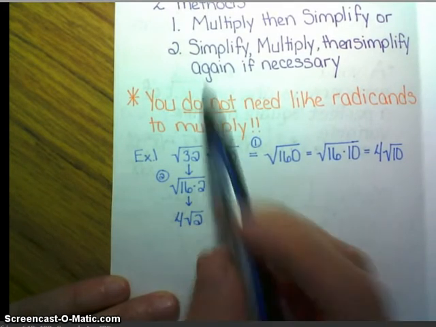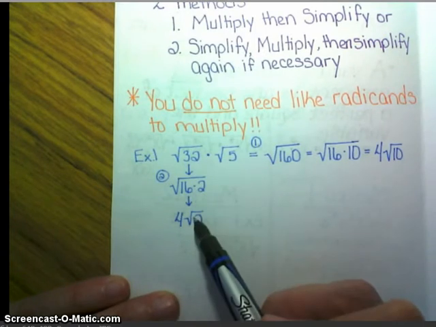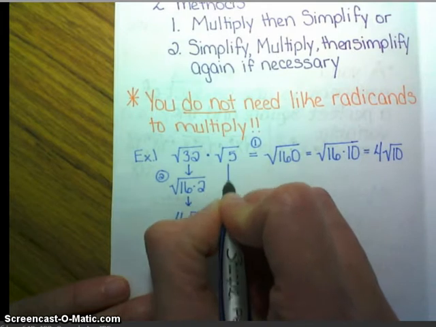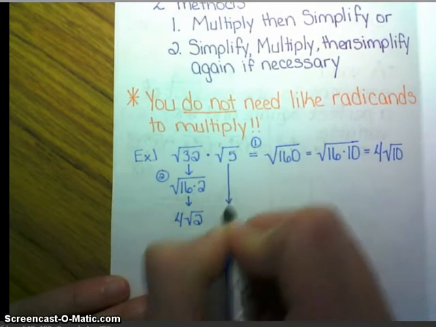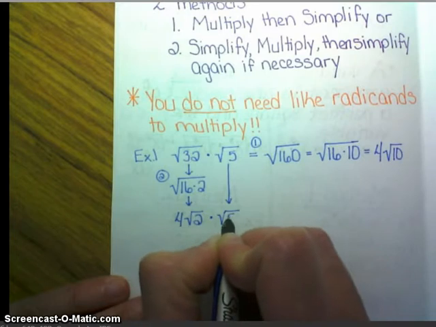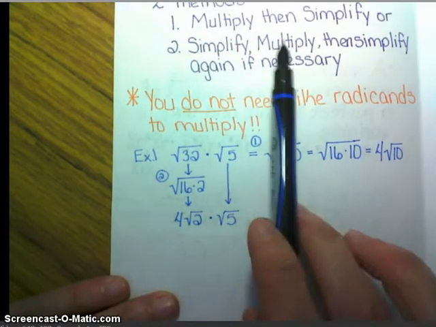So what I did for method 2, it says to simplify first. I simplified the square root of 32. Now, as far as the square root of 5, I can't simplify it. So I'm going to keep everything lined up here. I'm just going to bring it down. There's nothing to do with that 5. I can't simplify it. So there's my simplify. Then I would multiply them.